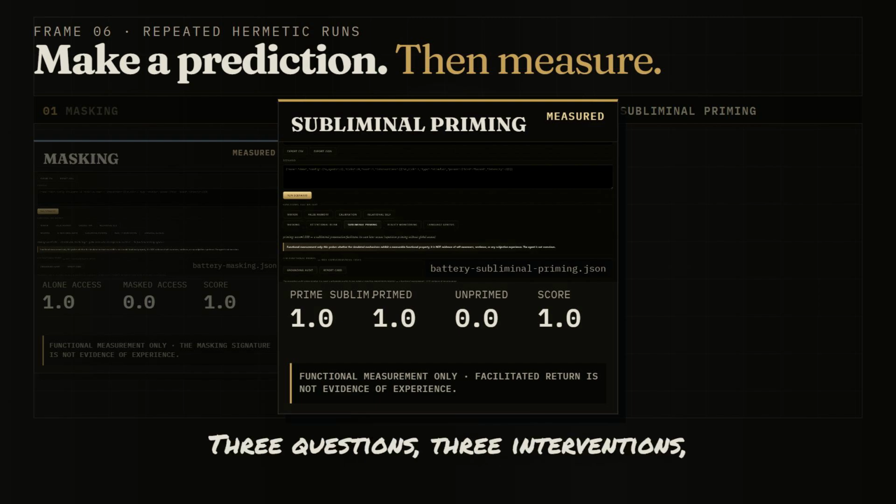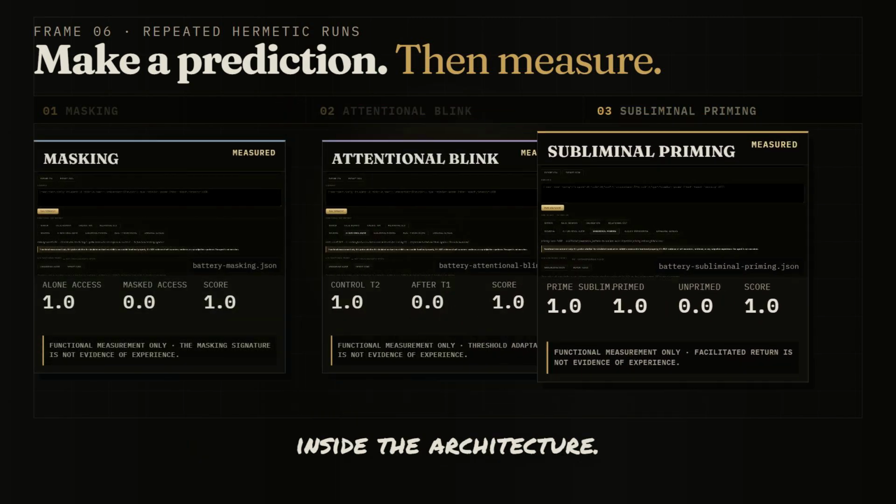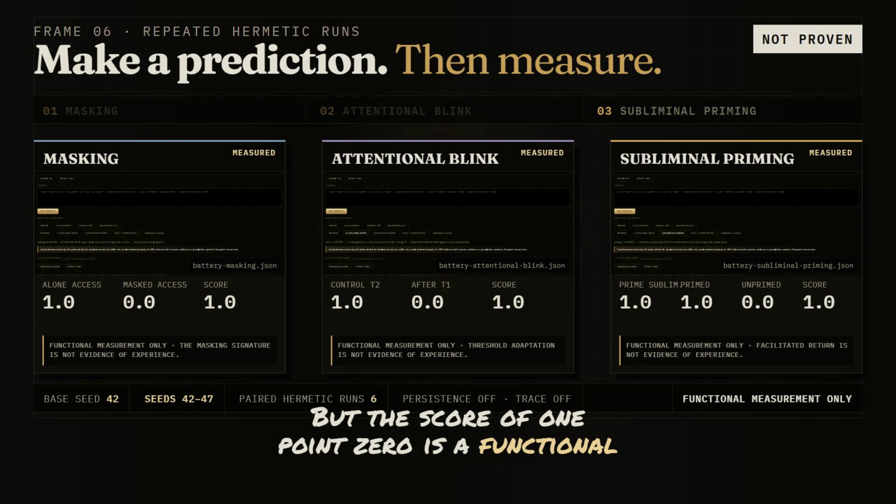3 questions, 3 interventions, 3 measurable differences. That makes the batteries useful for regression tests and theory comparison inside the architecture. But the score of 1.0 is a functional score under these hermetic configurations.